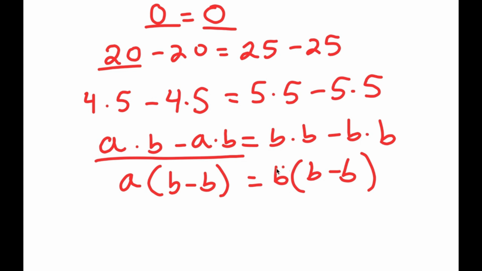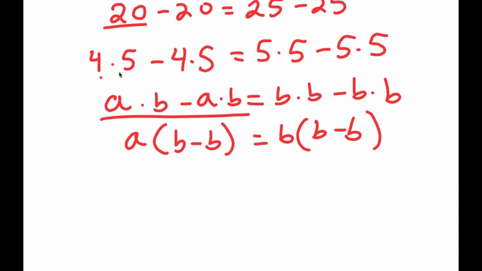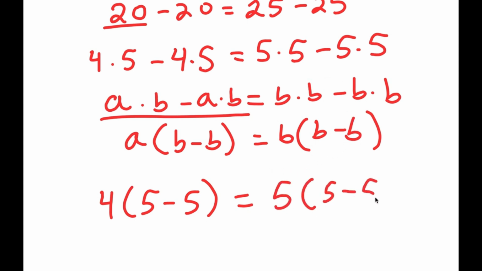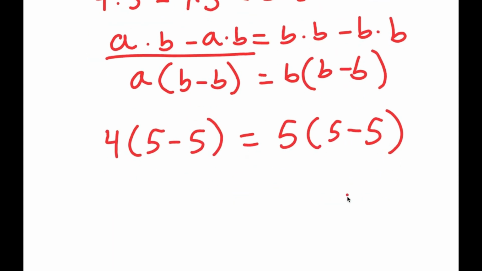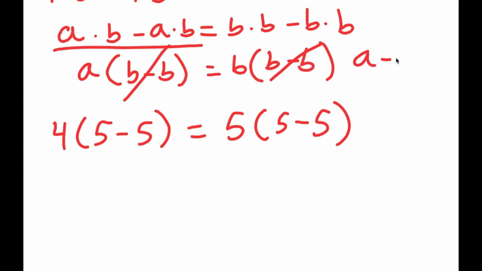So now in the case of this, for my left-hand side, I'm going to factor out 4. So I get 4 times 5 minus 5, which is equal to, for my right-hand side, I'm going to factor out 5. So I get 5 times 5 minus 5. So now I have 4 times 5 minus 5 is equal to 5 times 5 minus 5. And what we can do over here is, if I have something in the form a times b minus b is equal to b times b minus b, we'll notice how we can just cancel these two out, meaning that a is equal to b.